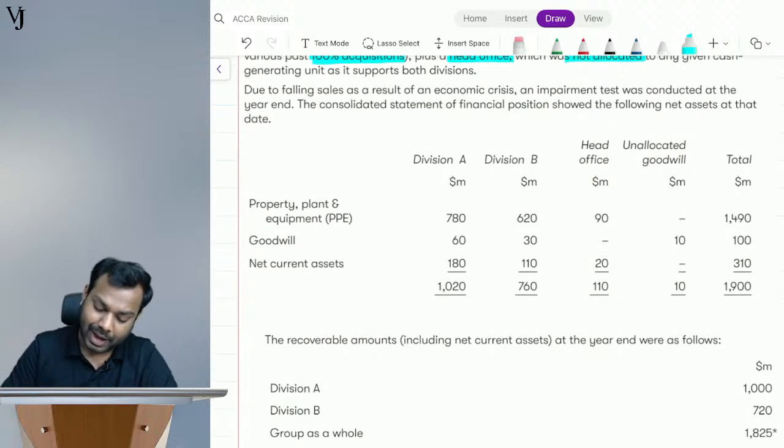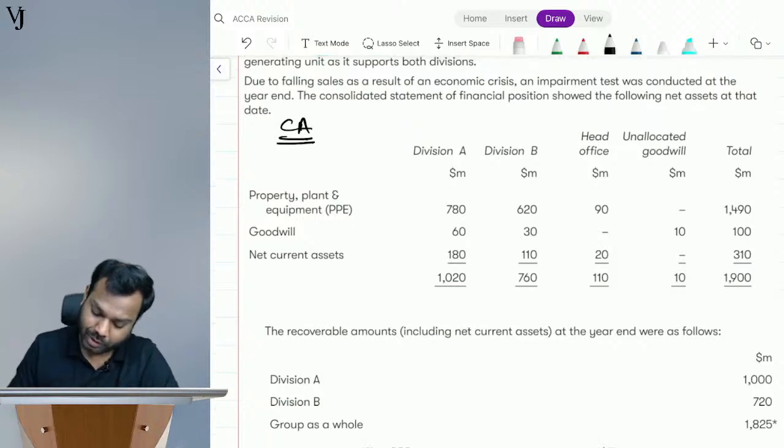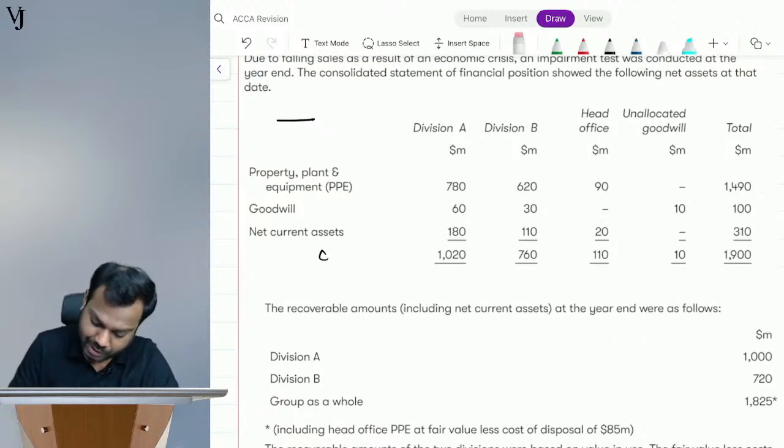So this is the carrying amount given. Carrying amount is given. So the carrying amount is this one. I'll write here.